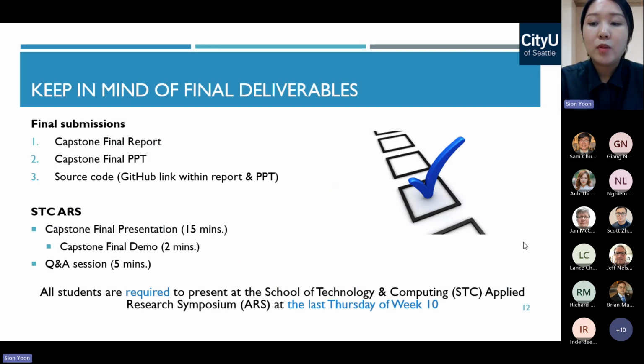And there, at the symposium, there will be a required 15-minute presentation and a demo, which is a 2-minute demonstration showing what you have done. There will also be a 5-minute Q&A session for the audience to ask questions or provide feedback about your work.